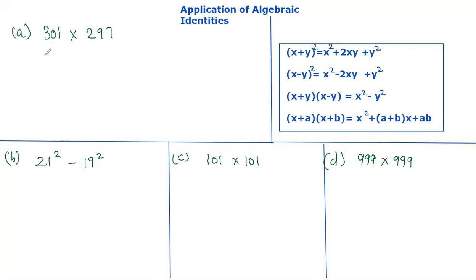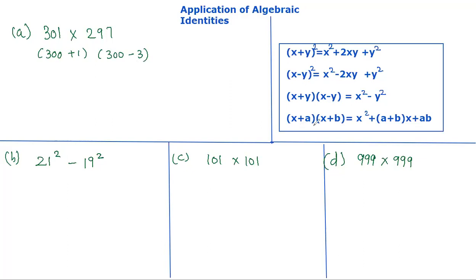Here you can see that if I am subtracting the same number from, or adding the same number to, a number, I will not get these numbers. If I am doing 300 plus 1, here I have to do 300 minus 3. So same number is not possible. So identity 4 is used over here. So what can I do? I can write 301 as 300 plus 1, and 297 as 300 minus 3.